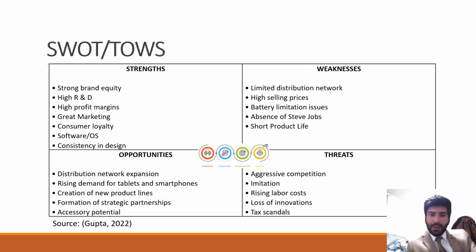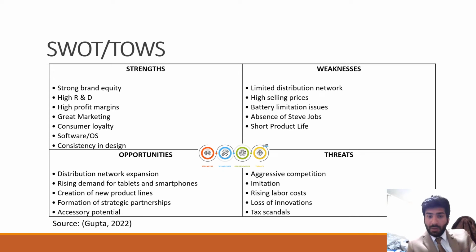Now, if we look at Apple through the eye of SWOT analysis, we get to know about the strengths, weaknesses, opportunities, and threats they're facing. So, if we talk about strengths: strong brand equity, high research and development, high profit margins, great marketing, consumer loyalty, software, and consistency in design. These are the strengths which Apple has had for decades.